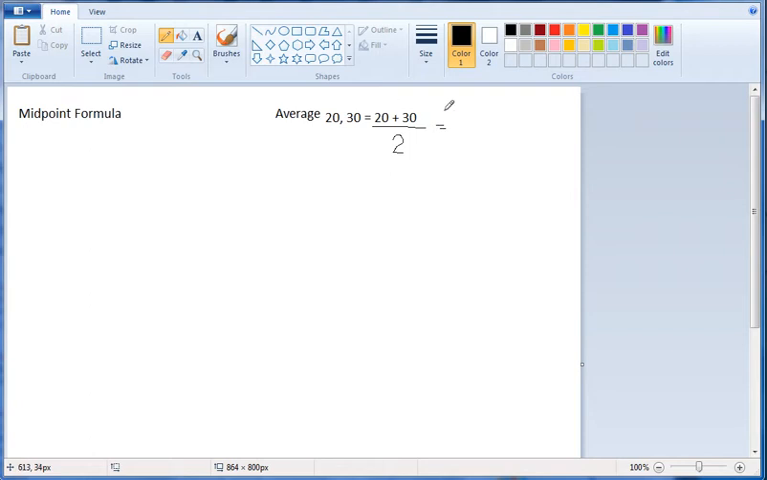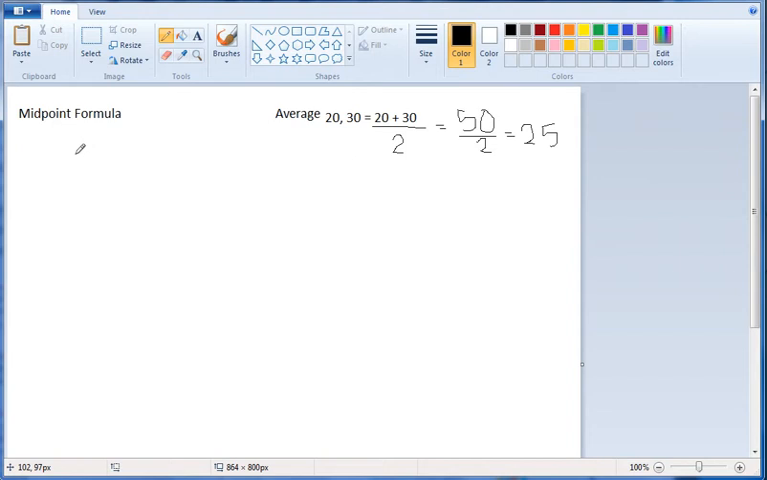So 20 plus 30 is 50, and then divided by 2. 50 divided by 2 is 25. And you probably could have figured that out. The number in between 20 and 30 is 25. But that is a way to prove the midpoint formula, which we're going to do here.